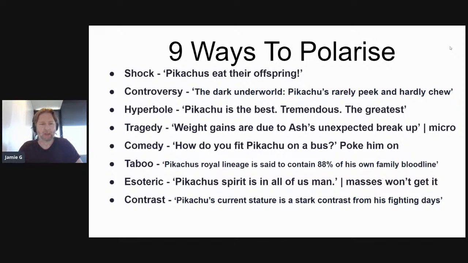Contrast. So Pikachu's current stature is a stark contrast from his fighting days. So anyway, with contrast, that would be things that you have done, and then you can be contrasting to that. Prime example in my world is I used to smash chatbots all the time. I've got bunches of them. I've got all sorts of sequences out there. I don't really touch them anymore since Facebook has changed the way that you can use them. I do still have them. I don't really leverage them all that much. So that is contrast to what I was preaching maybe a year and a half, 2 years ago.